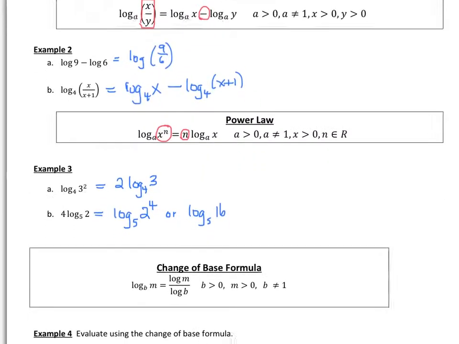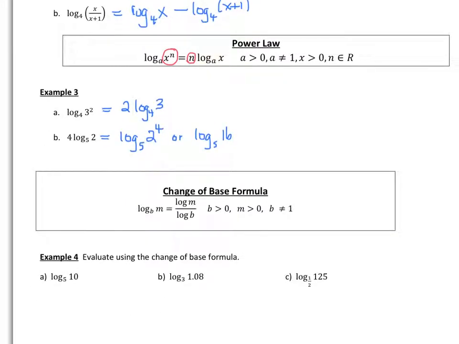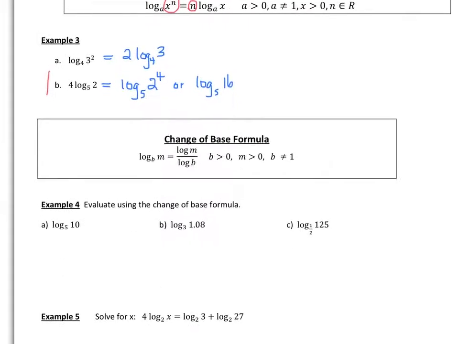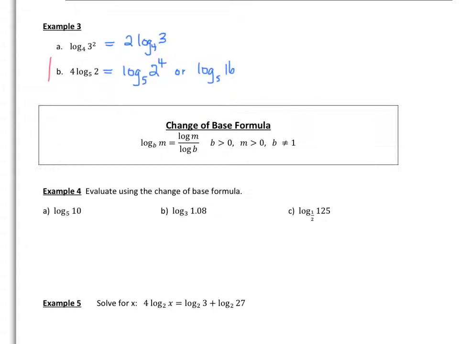And the last law I'd like you to be familiar with is the change of base formula. This is the one that we will be using most often out of these 4. The change of base formula tells you that log m base b can be rewritten as log m divided by log b. So for example, I can rewrite log 10 base 5 as log 10 divided by log 5.